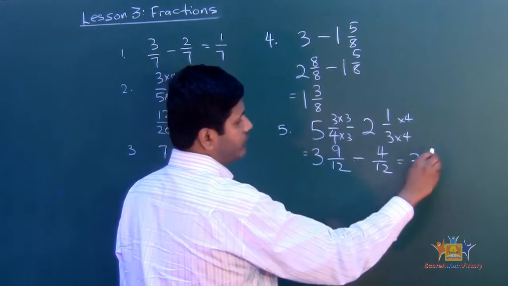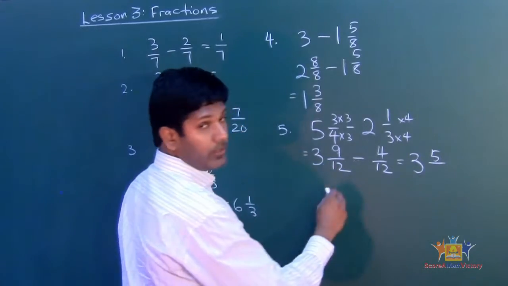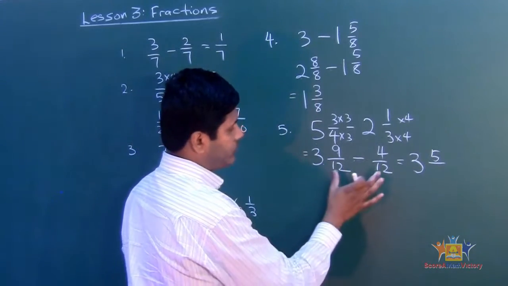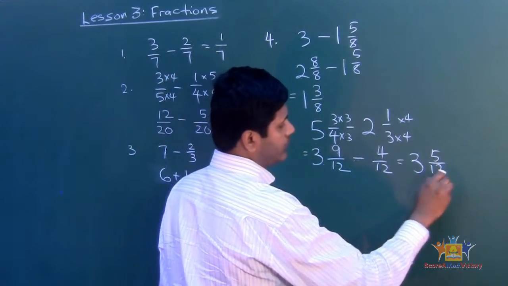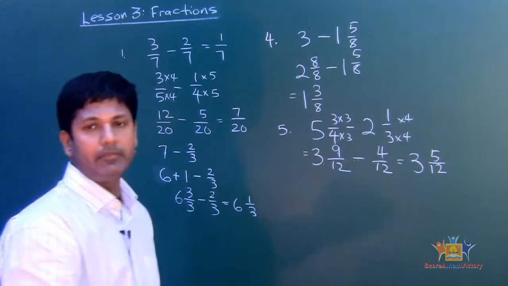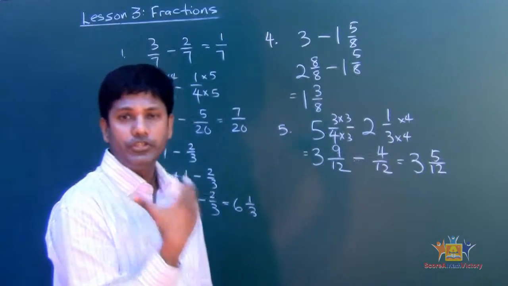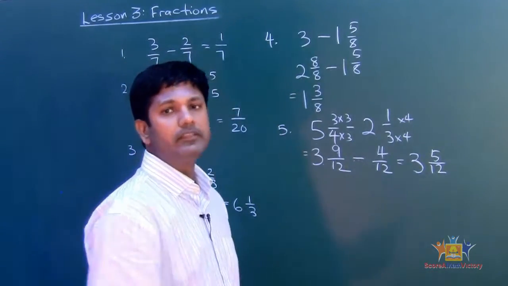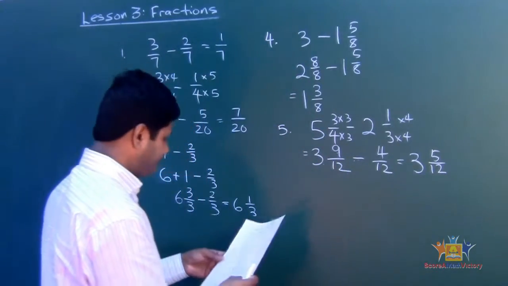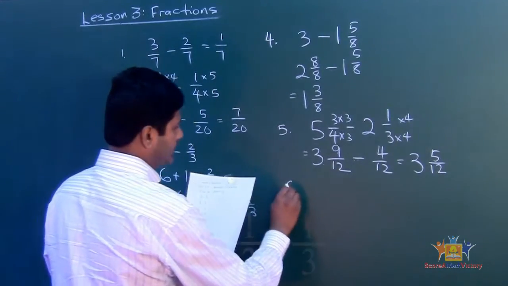9 minus 4 is 5. And since both have a common denominator, I can subtract them. So I bring the denominator across. You never change the denominator. The denominator always stays the same. It's the numerator that you are performing the subtraction on. Okay, good. Now let's look at problem number 6.